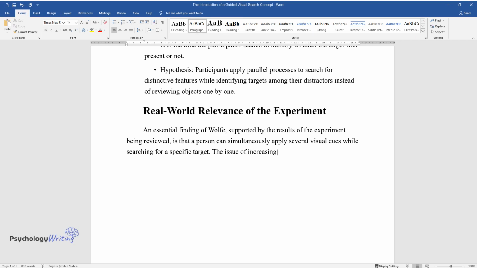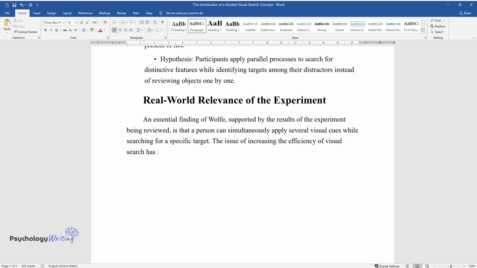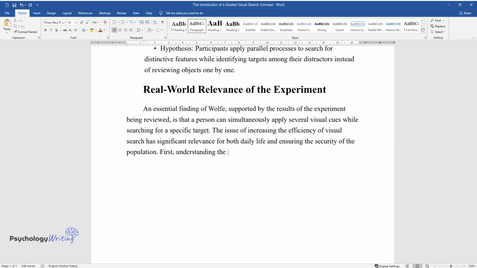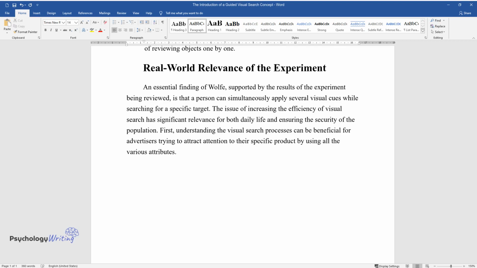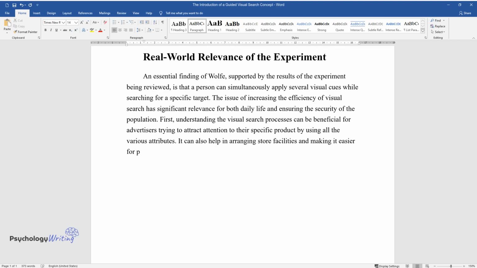The issue of increasing the efficiency of visual search has significant relevance for both daily life and ensuring the security of the population. First, understanding the visual search processes can be beneficial for advertisers trying to attract attention to their specific product by using all the various attributes. It can also help in arranging store facilities and making it easier for people to find the commodities they need.